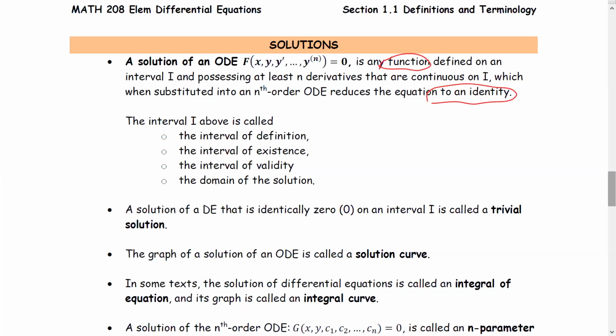The interval I that contains the solution is called the interval of definition, or the interval of existence, or the interval of validity, or the domain of the solution, which we are more familiar with. A solution of a differential equation that is identically zero, we call a trivial solution. A graph of the solution of the differential equation is called a solution curve.